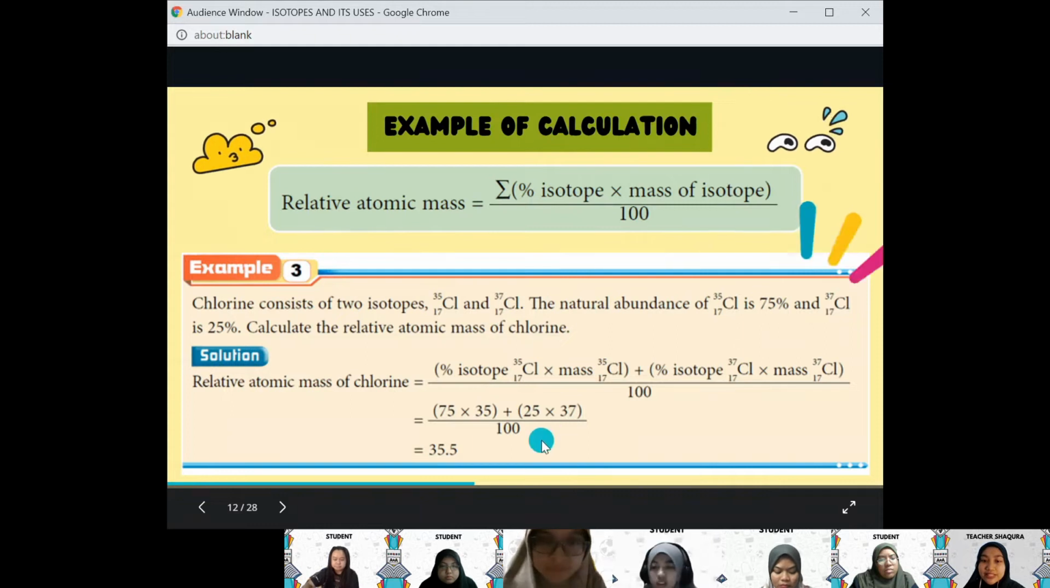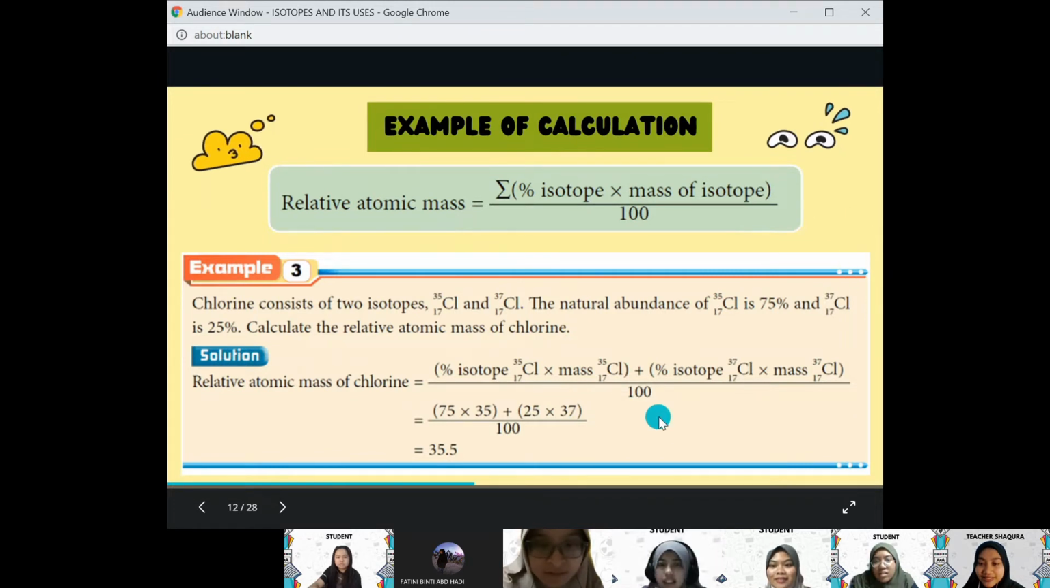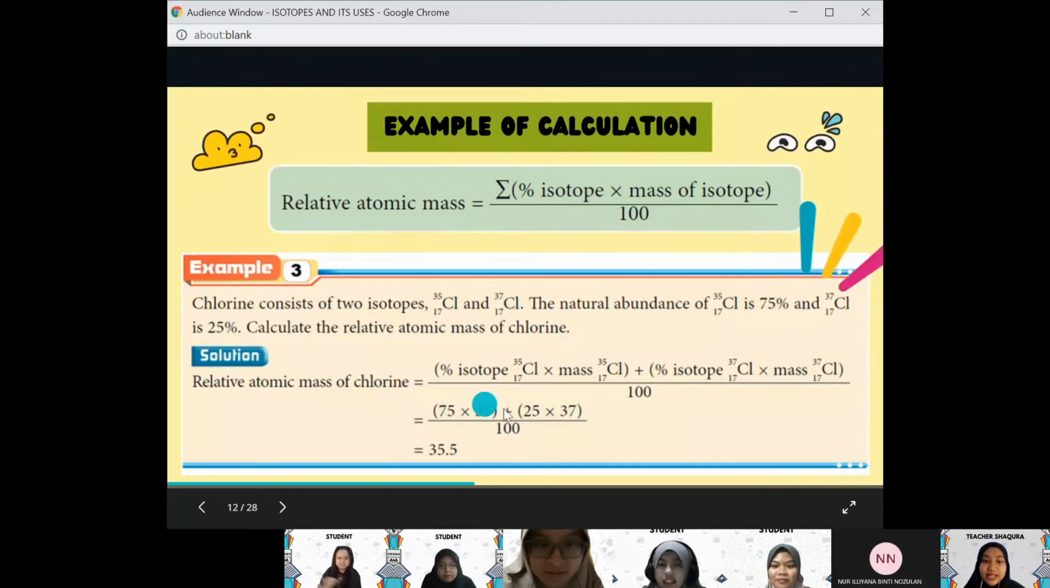And for the percentage isotope of chlorine-37, it is 25, times the mass of chlorine-37, which is how many, class? The mass of chlorine-37? 37. Yes, correct. So the sum of this divided by 100, then you get 35.5. So the relative atomic mass of chlorine is 35.5. And bear in mind, students, there is no unit for relative atomic mass. Okay? Okay, Miss. Noted.